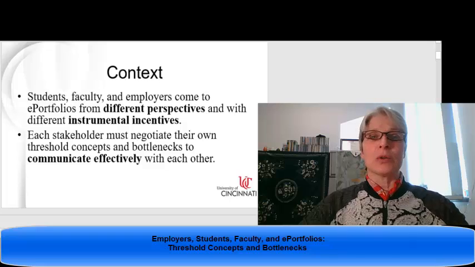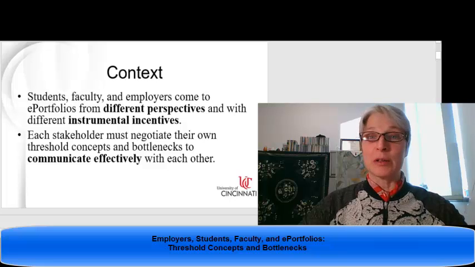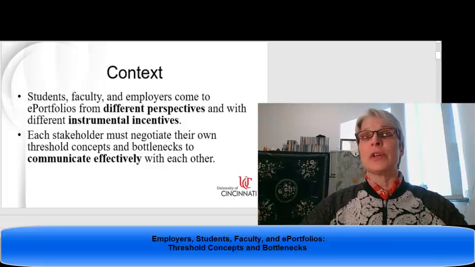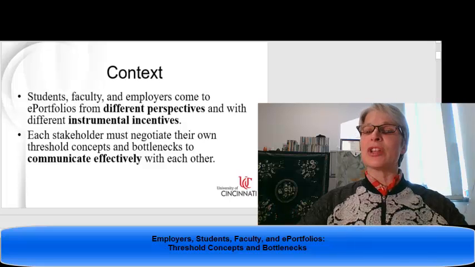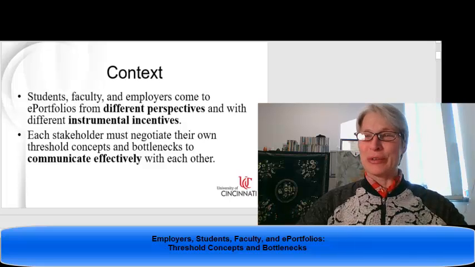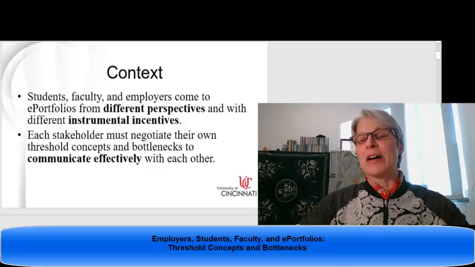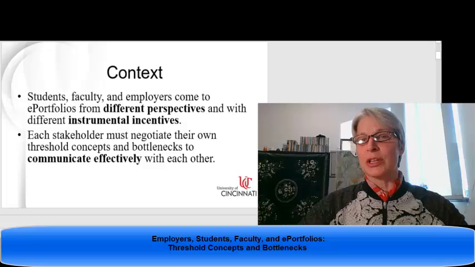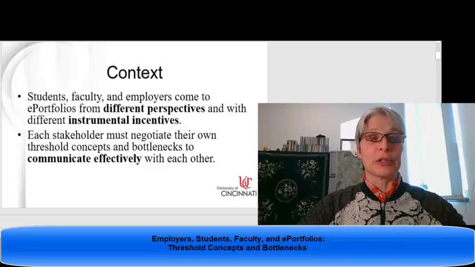Each of these stakeholders has to negotiate key ideas that help them understand e-portfolios and how they can be helpful, but they also have to work with different bottlenecks, which are essentially different kinds of ways to learn about e-portfolios, or ways that they have learned to work with communicating information in other ways, and then learning how that works in an e-portfolio.